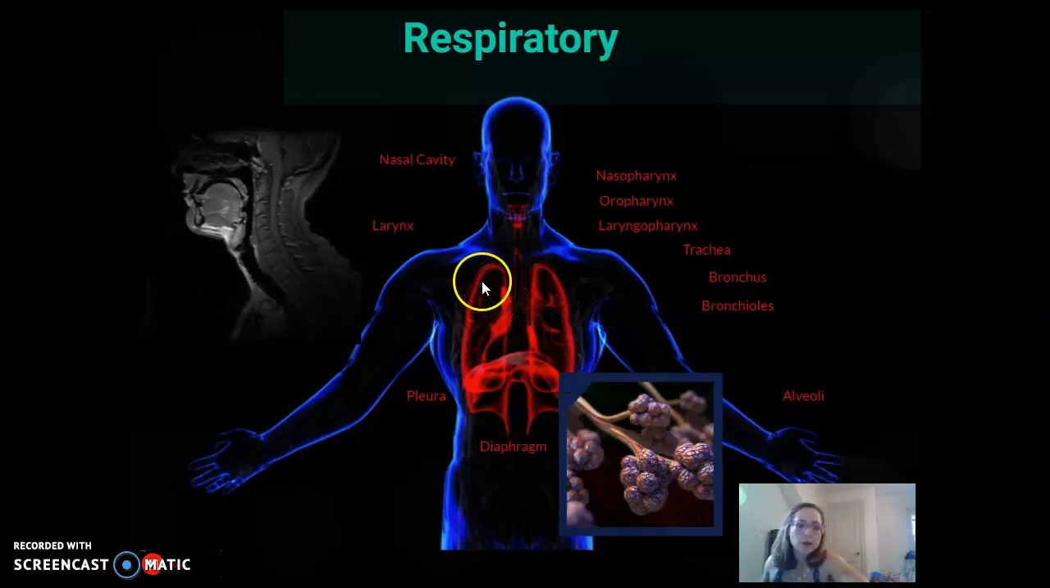You also have this pleura, which is a very thin space in between your lungs and your chest cavity. It's filled with fluid, and it allows your lungs to slide up and down as you inhale and exhale. This large organ underneath the lungs is called the diaphragm, and it's really important in breathing. It allows you to take a breath in and out, but it also separates your lower organs from your upper organs.